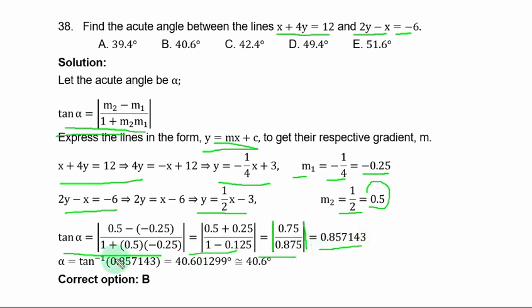To get alpha, the angle between the lines, you need to take the inverse of tangent of this result, and that gives 40.601299 degrees. To one decimal place, you have 40.6 degrees. Correct option is B.